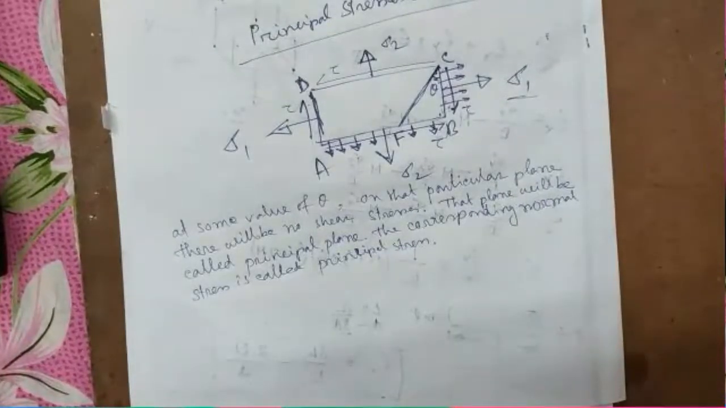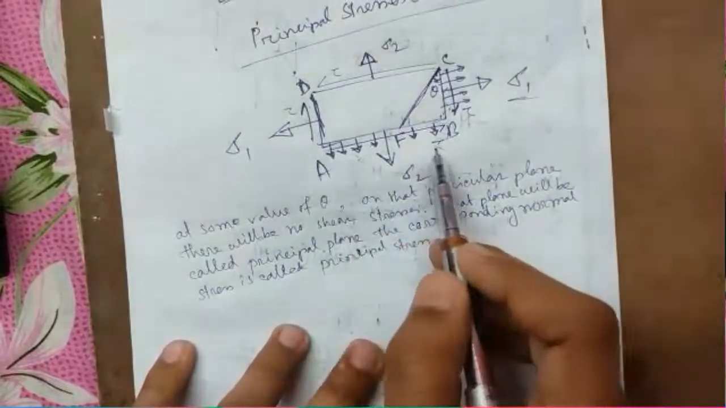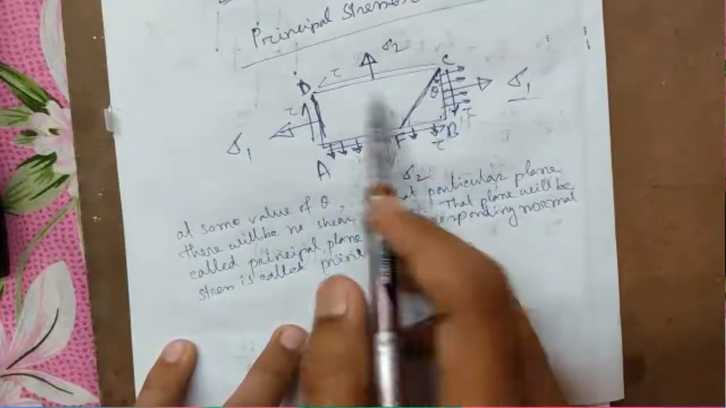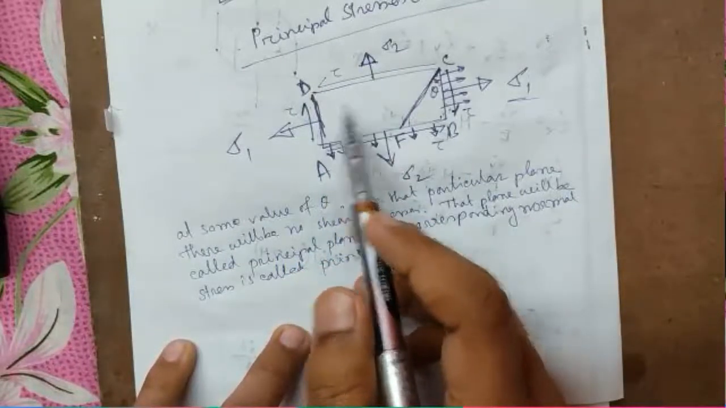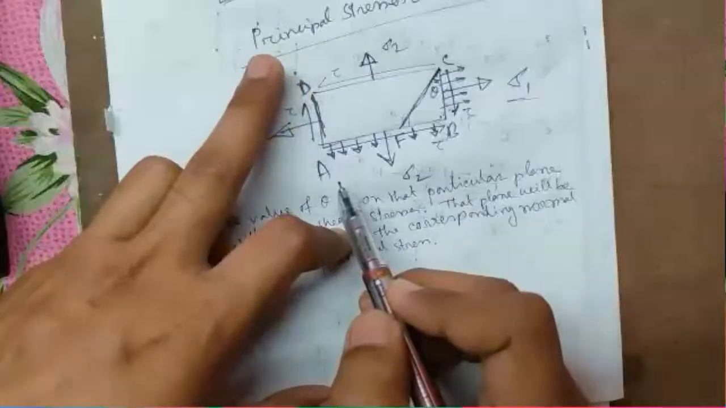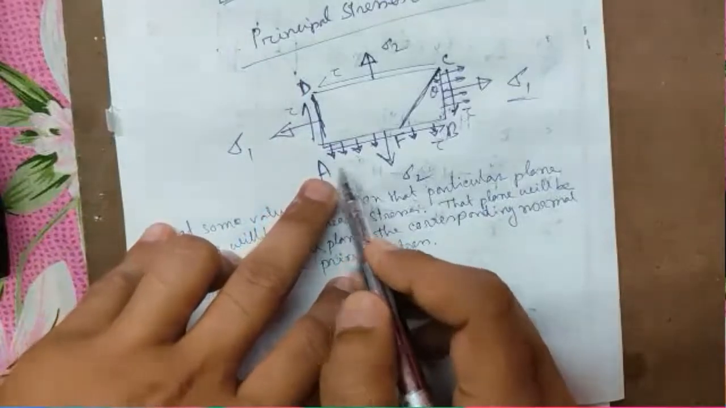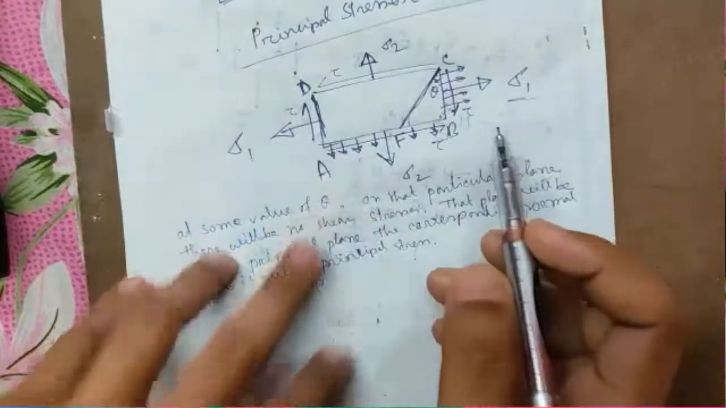Now, by the principle of complementary shear stress, we can understand that on the other faces there are shear stresses present of equal value but in the opposite direction. That's why we can draw another shear stress tau on the AB face and also on the CD face, but this direction should be opposite to the applied stress. So the applied stress was in the clockwise direction, and this newly drawn shear stress should be in the opposite, counterclockwise direction.